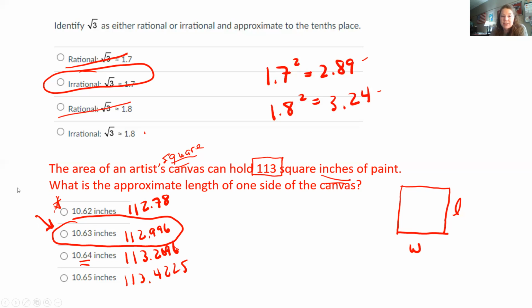And I got that by just guessing and testing, right? I just put it in my calculator.